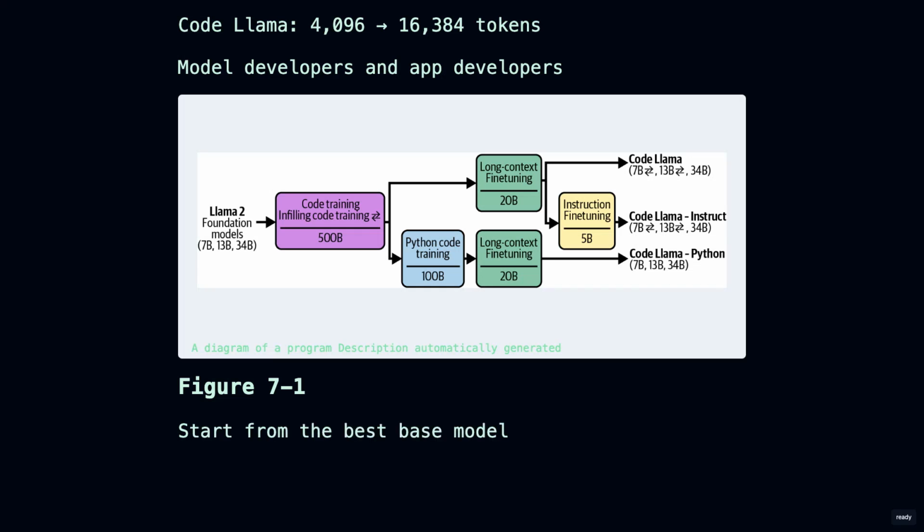As an application developer, the less adaptation you need to do, the better. A more refined model with knowledge closer to your task usually means less fine-tuning work and faster progress to a useful application.